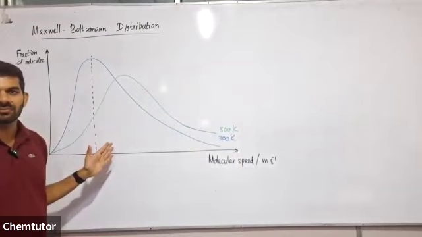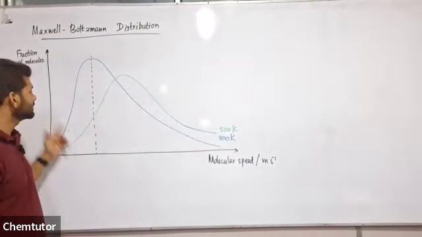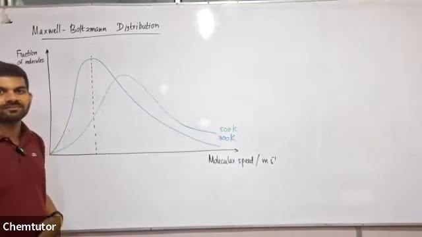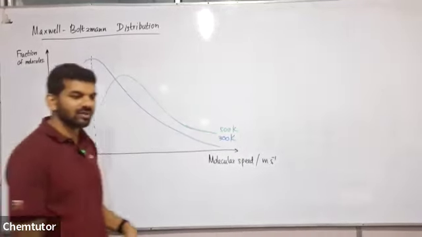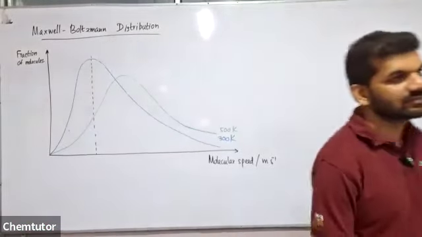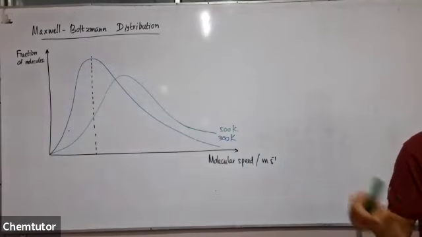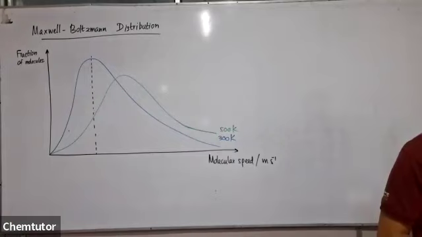What does that axis mean? Which axis? Y axis. Fraction of molecules. Here, is it a fraction? Yes. The total fraction of molecules out of total molecules. If there are 1,000 molecules, taking 10 as the fraction here.